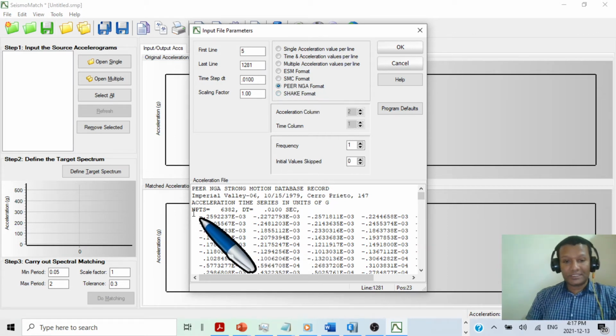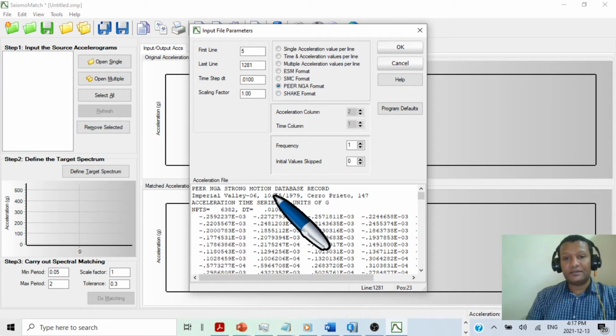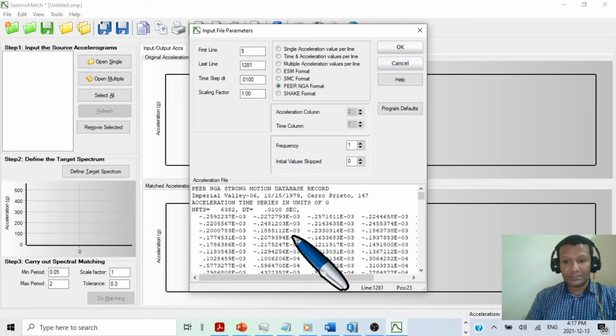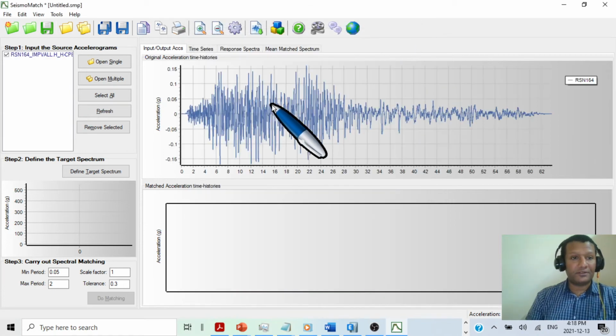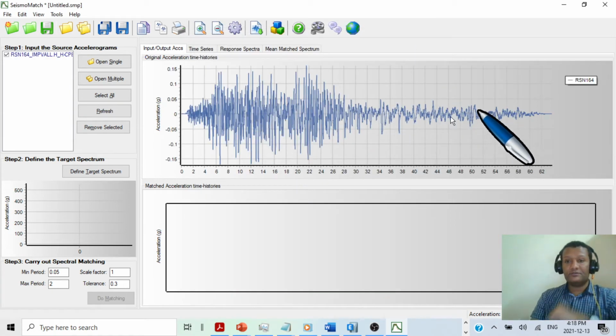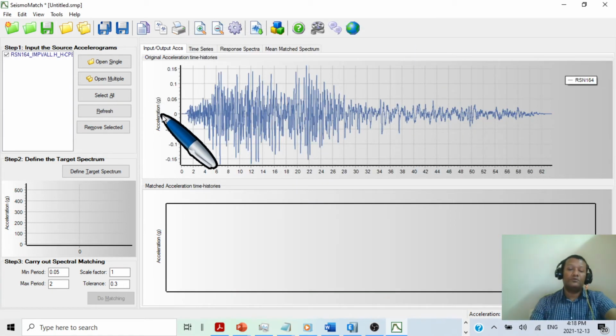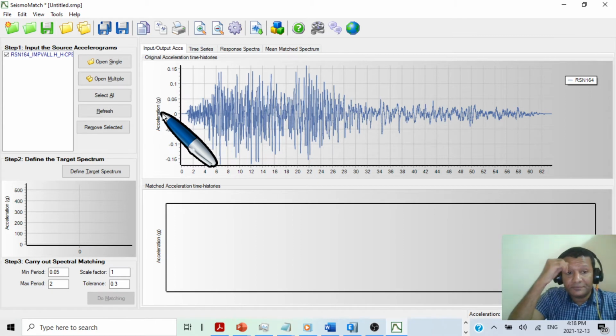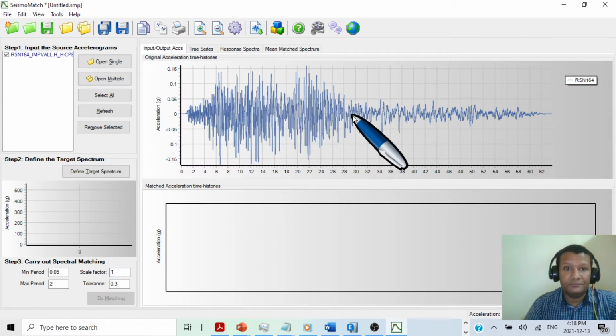But other formats, for example, if we have only time and acceleration, then we have to use the time and acceleration values, and other formats are also supported here. So once it's okay, then make it okay. So you see directly the frequency, the UG, the ground acceleration file came here.